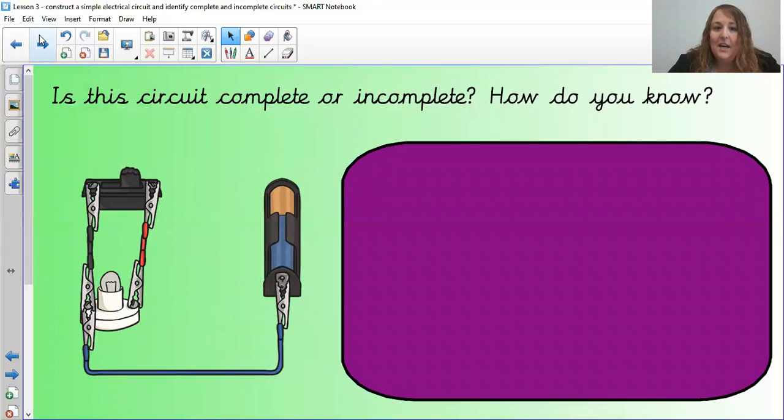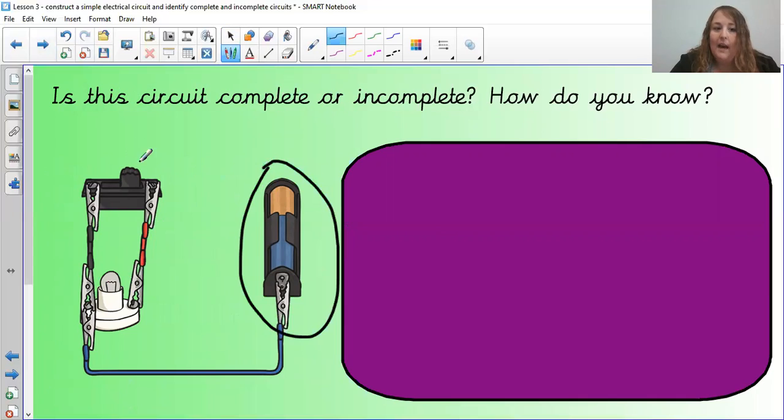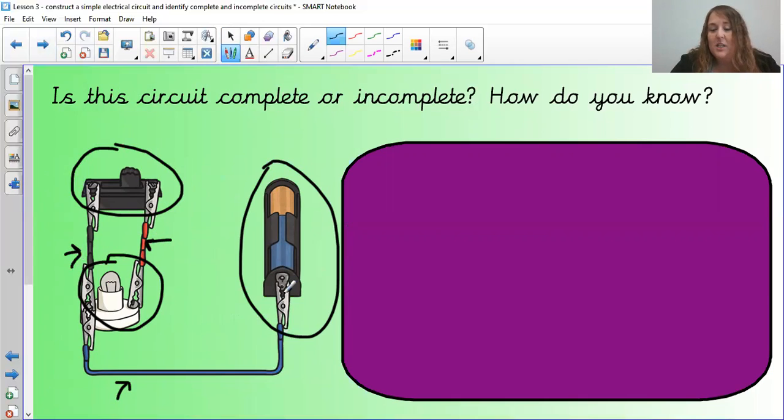So is this circuit complete or incomplete, and how do you know? So over here on the left, we have a circuit made up of a battery. So this is the battery here, and we have a switch here, and we have a bulb here. And all of these are wires. So we've got a blue wire, a red wire, and a black wire. And these are connected to the appropriate ends using crocodile clips. So those are the pinches. So do you think it's complete and incomplete? Having a look at that diagram.